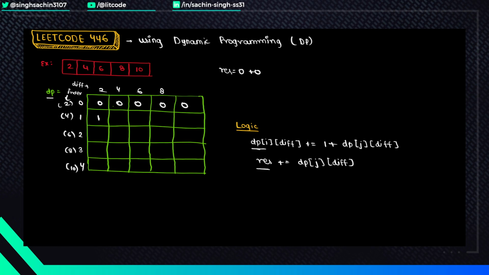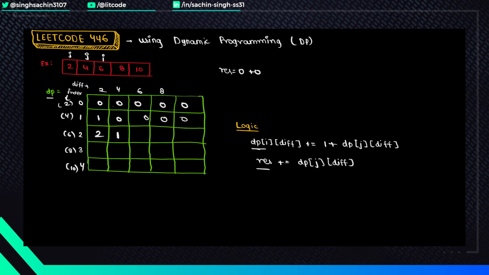Now my i pointer is pointing to 6, j is pointing to 2. The difference between them is 4, so we will put the answer in this, and the answer will be 1 plus dp[j][diff]. Here everything was 0, so we will keep 1. Next we will update the j pointer, and now we are pointing to 4, the difference is 2, and 1 plus dp[j][diff], we already had 1 in it, so 1 plus 1 will be 2 here.